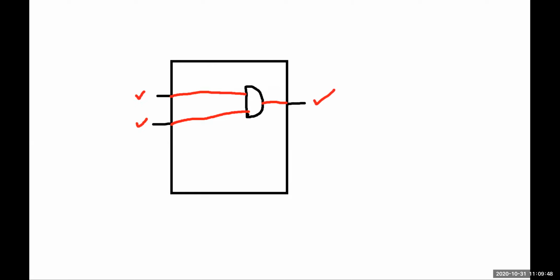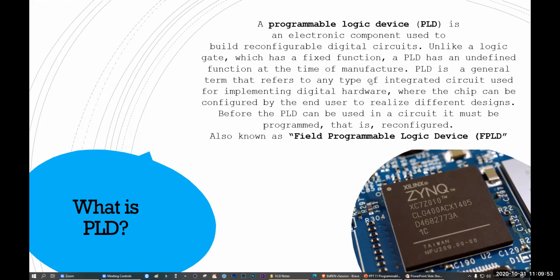So we're going to share the previous screen again. Okay, now. So PLD is a general term that refers to any type of integrated circuit used for implementing digital hardware, where the chip can be configured by the end user. End user means us. That means the consumer. We can buy the ICs and we can program them, to realize different designs. Before the PLD can be used in a circuit, it must be programmed, obviously. So before using it, you have to program it. That means you have to reconfigure it.